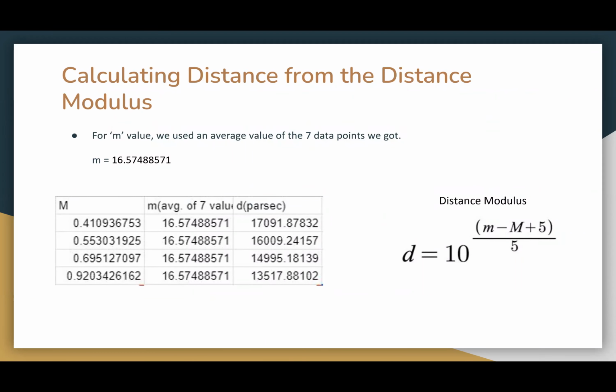The first day, we had 7 data points, and we got the apparent magnitude from those. We took an average of those 7 data points to get an average magnitude value, and we used that to calculate the distance from the distance modulus formula, which is shown here. The absolute magnitude we got from the PL relation, and the apparent magnitude is the average value, and from that we got the distances here. And Yashwant, next slide.